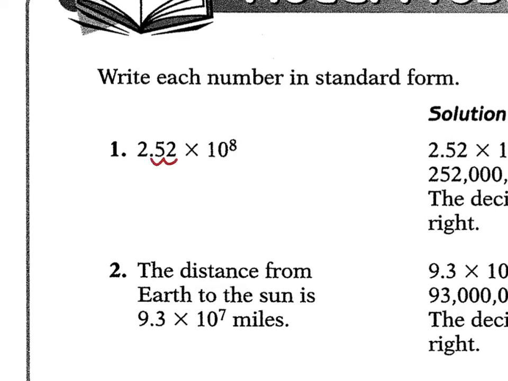We're going to go 1, 2, 3, 4, 5, 6, 7, 8. And then add in zeros everywhere we moved the decimal point. So this is going to be 2, 5, 2, 0, 0, 0, 0, 0, 0. So our commas go every 3 zeros starting from the right and going left. So 252, comma, 0, 0, 0, comma, 0, 0, 0.